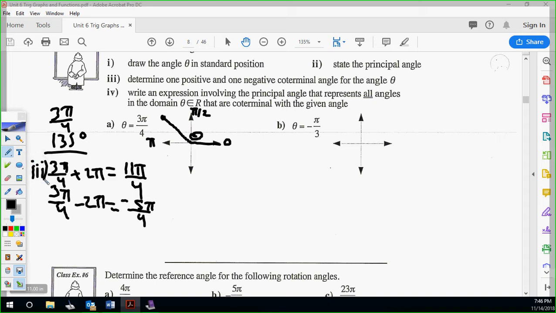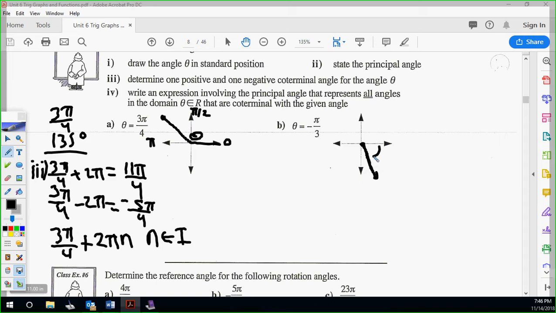Okay, and then part 4, it wants me to write the expression for the principal angle that represents all angles. So it would be 3 pi over 4 plus 2 pi n when n is all integers. Okay. All right. Part B, negative pi over 3. So negative pi over 3 is going to be right here. Okay, I'm going back this direction.